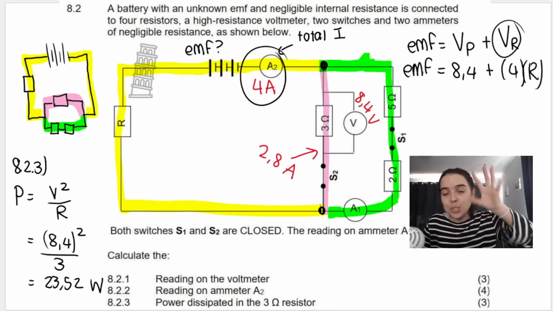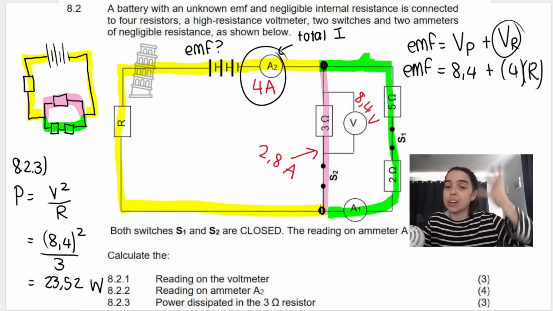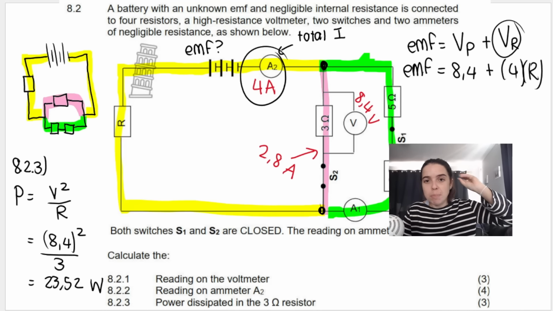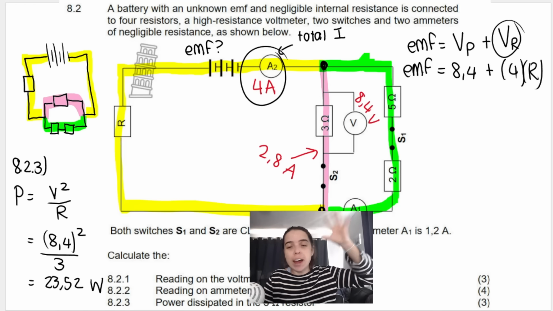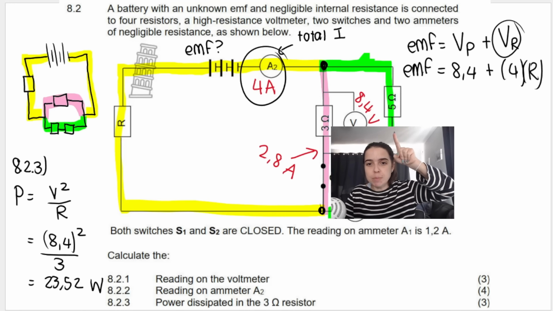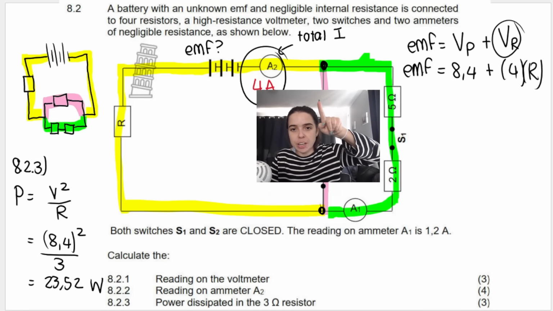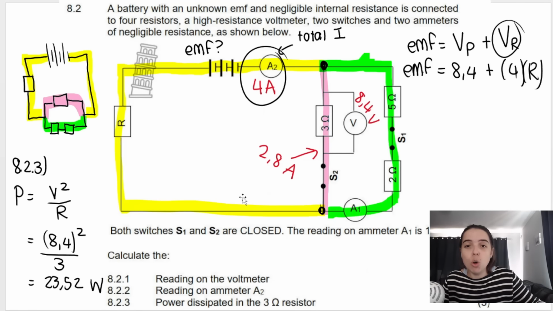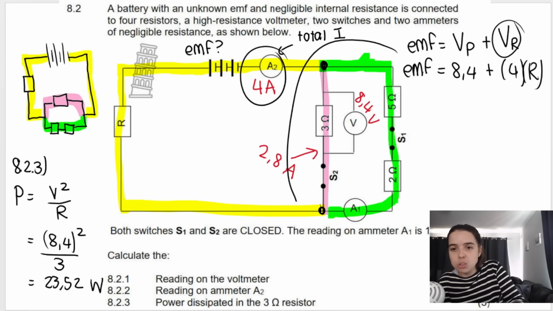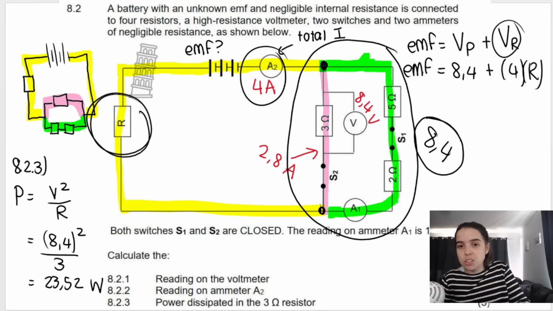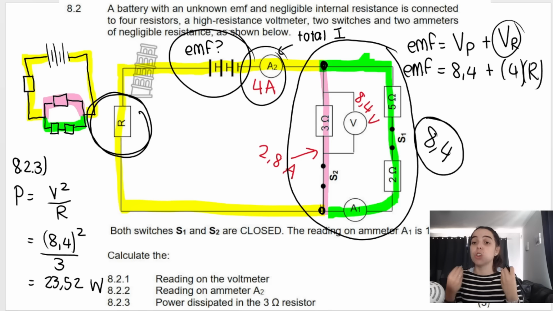And I just want to emphasize, because I know students are going to ask me, how did I know that VP, the voltage across the parallel, is 8.4? Because remember, we worked out the voltage right in the beginning. The voltage in the green branch was 8.4, which means the voltage in the pink branch is 8.4, which means that overall, the voltage for this part of the circuit is 8.4. So it's this 8.4 plus the voltage across this resistor. Those two added together give me the EMF of the battery, or the total voltage of the battery.